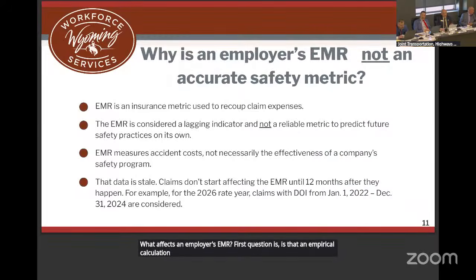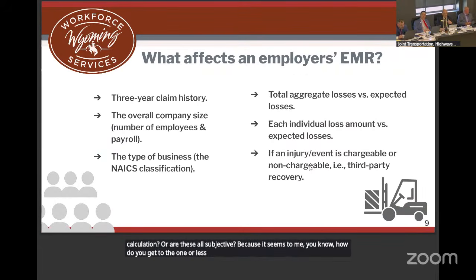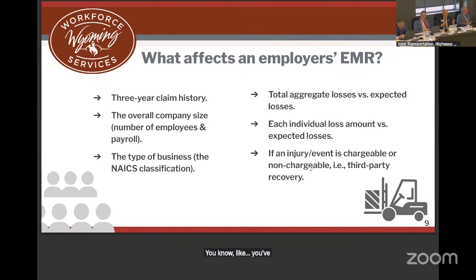Okay, Mr. Co-Chairman. I'm a little confused on what affects an employer's EMR on slide 9. If you look at slide 9, there were six bullet points on how what affects an employer's EMR. First question: is that an empirical calculation, or are these all subjective? Because it seems to me, how do you get to the 1 or less than 1 or more than 1? You've got to have the 3-year claims history, so it's either yes or no.